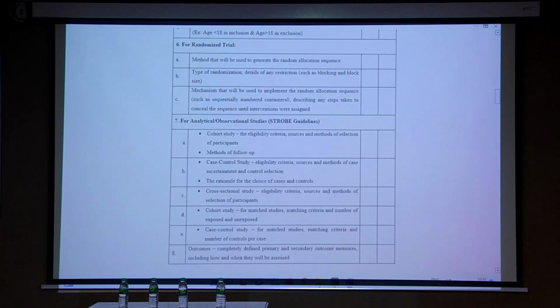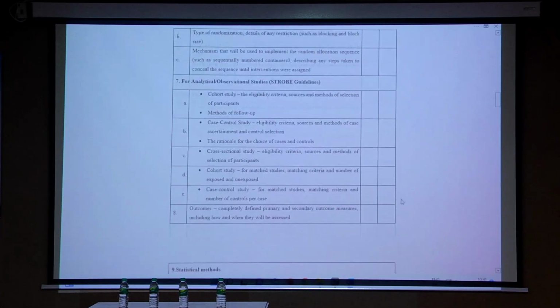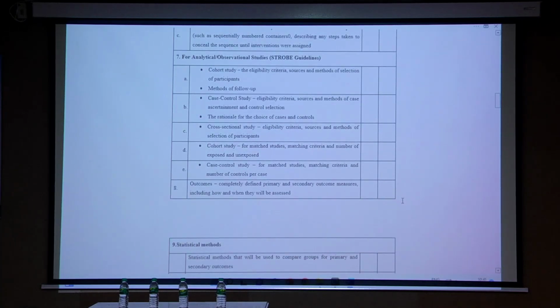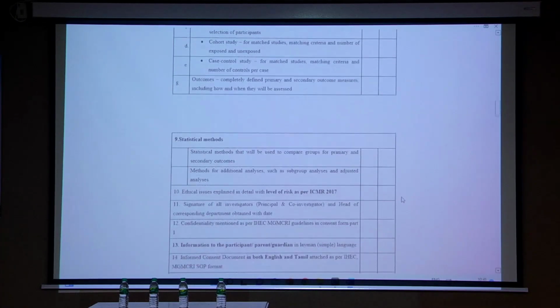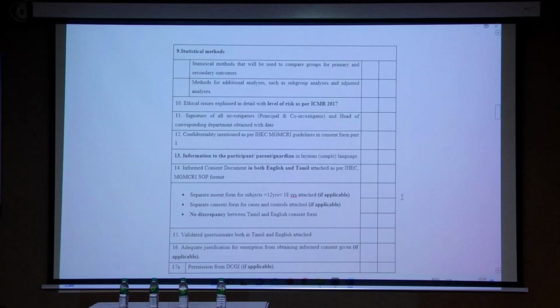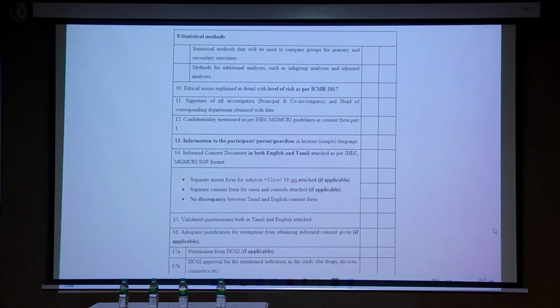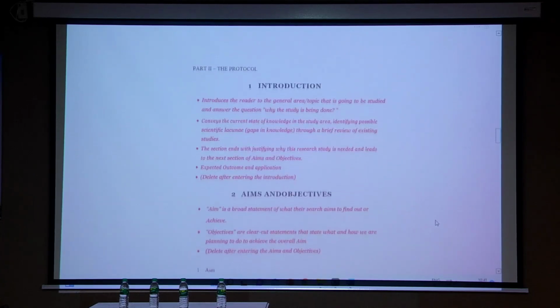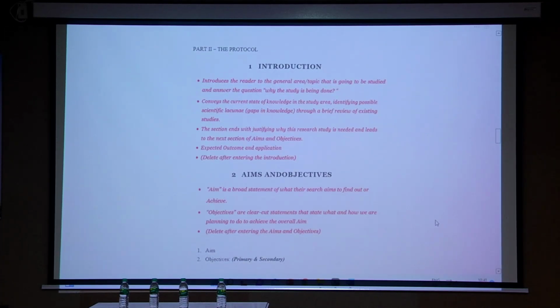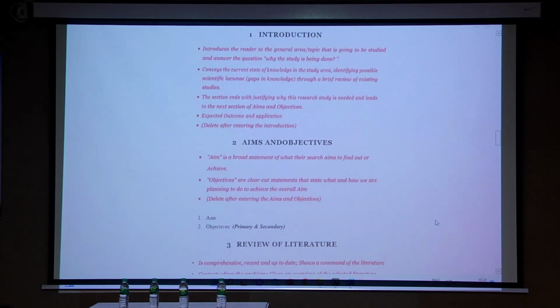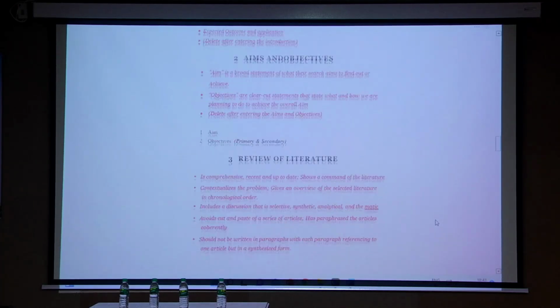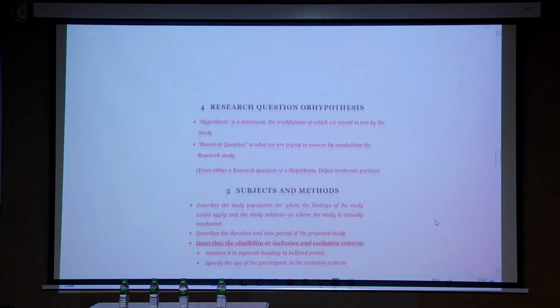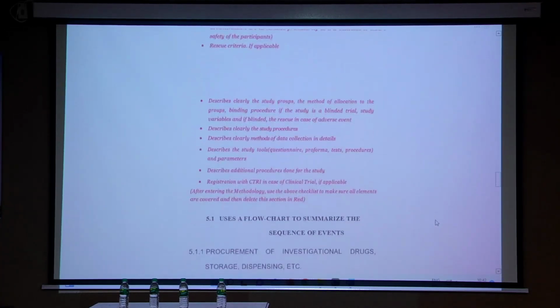Can you just scroll down? It is not getting here. Yeah, this is full, whatever I have told, it is all in the checklist, that's all. The same thing is in part 2 of the protocol, where the candidate has to write the introduction in that column, aims and objectives, review of literature, then research questions, subjects and methods.